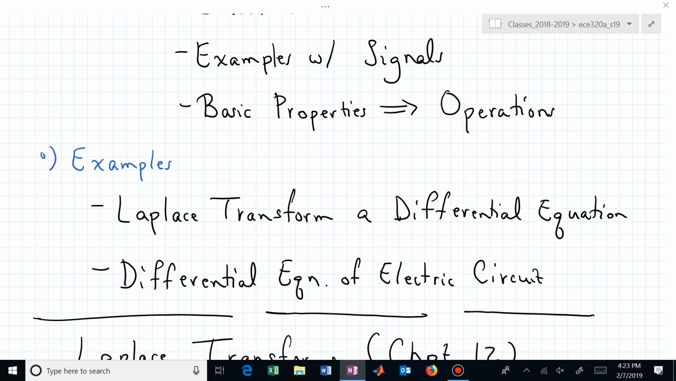So if we have time, we'll go through some examples where we will Laplace transform a differential equation, and I'll give you another quiz. I'll say, can you find the differential equation of an electric circuit? We just want to start expanding our capabilities.